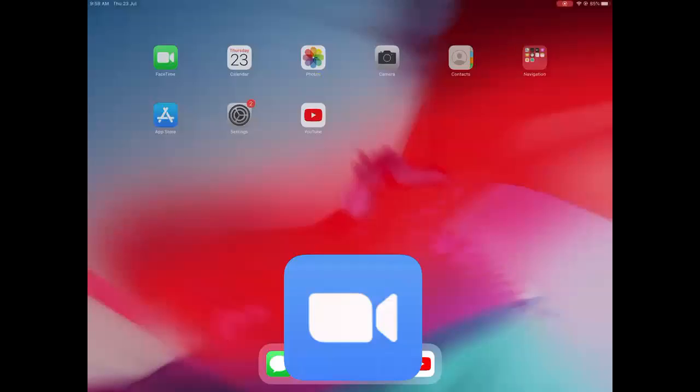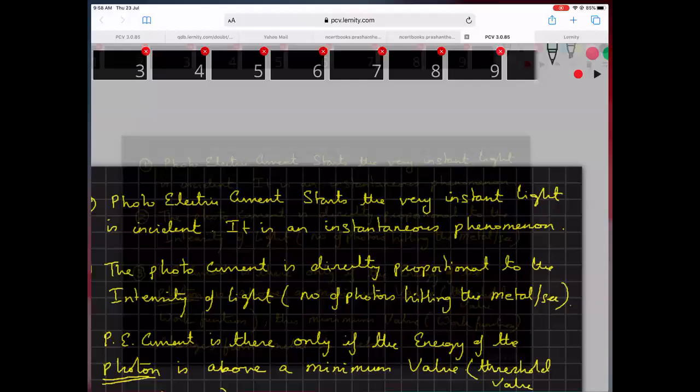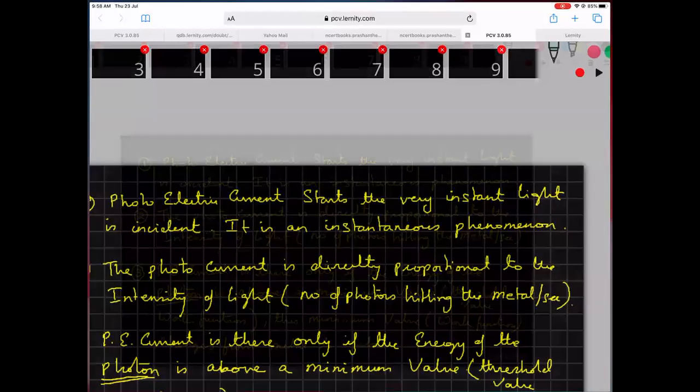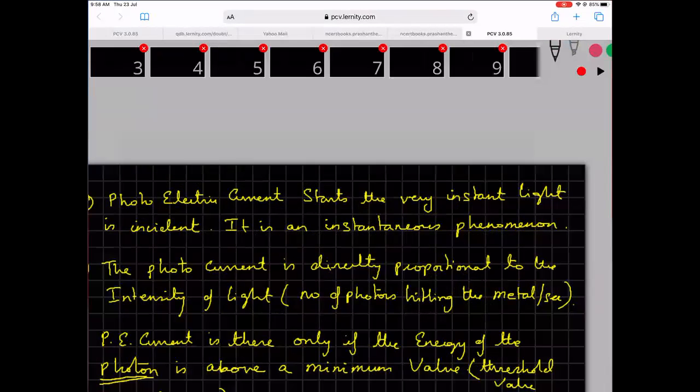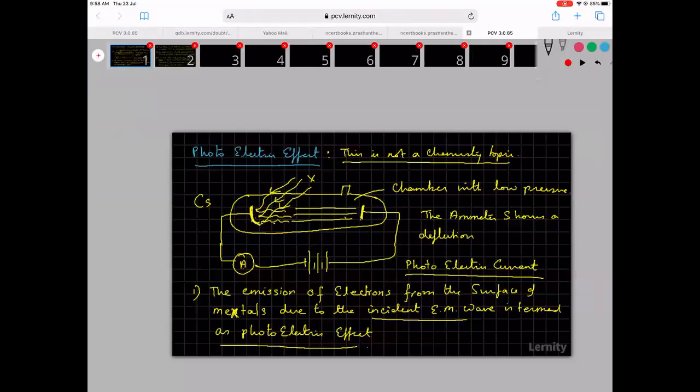Non-metals don't give electrons. That's why they are non-metals. Those substances which give electrons are called electropositive elements. Metals are electropositive. Non-metals don't give electrons. It is very difficult to make them give electrons. So we don't do this experiment with non-metals. We do this experiment only with metals.